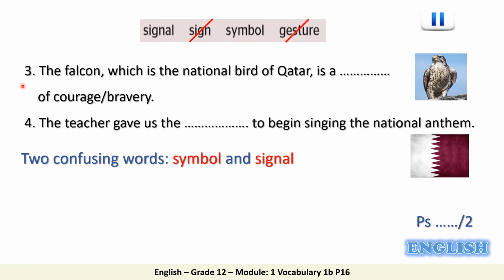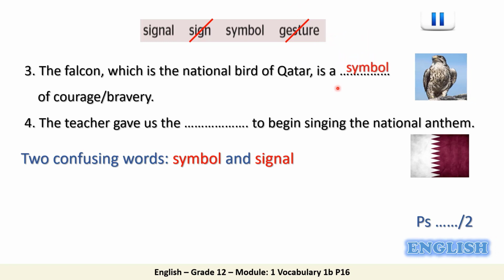As for questions 3 and 4, you need to think of the difference between the 2 words symbol and signal. Take your time, use the dictionary, prepare your answer, and then follow. By the way, how do you pronounce this word? Do you say falcon? When you say falcon, this is US English. And in British English, it's falcon. The falcon, which is the national bird of Qatar, is a... how about your answer?